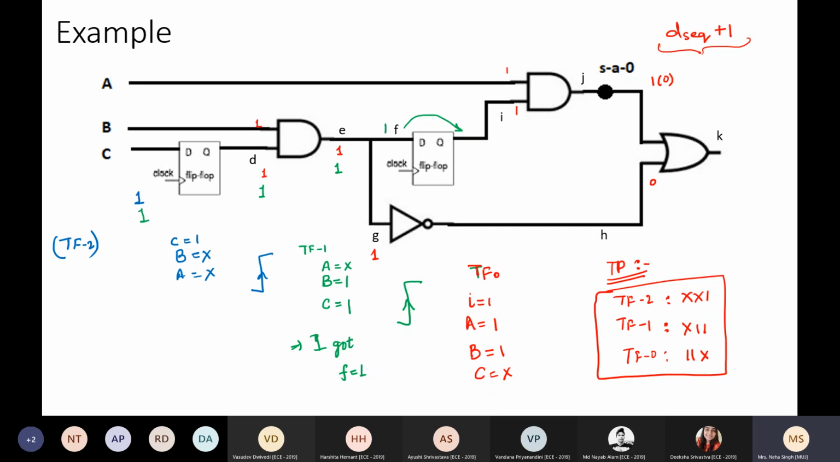आप एक test pattern generate करते हो using any of the methods. Combinational है तो D algorithm use कर सकते हो, path sensitization use कर सकते हो, और एक और कौन सा किया हमने?